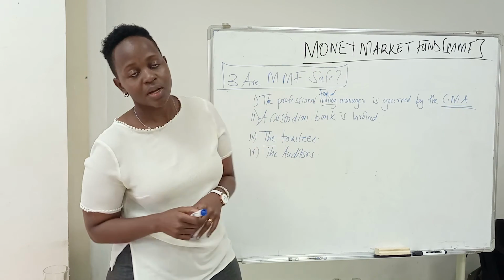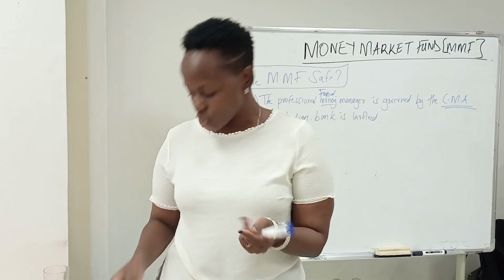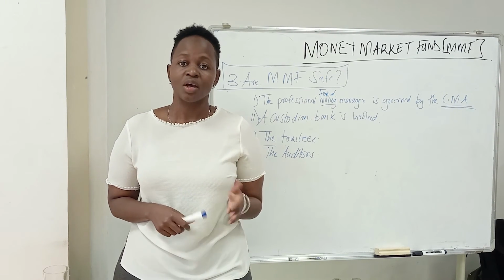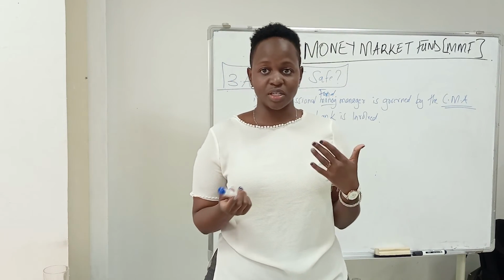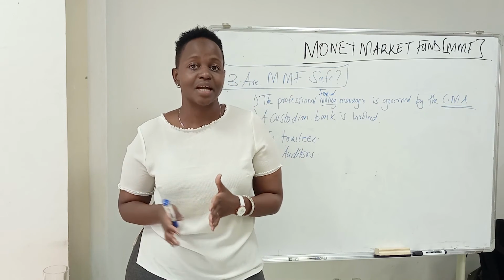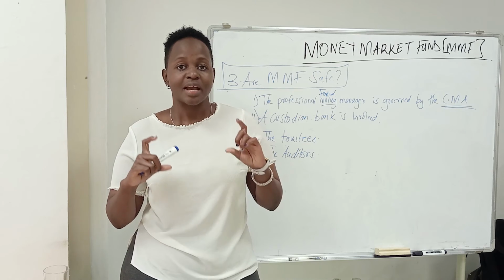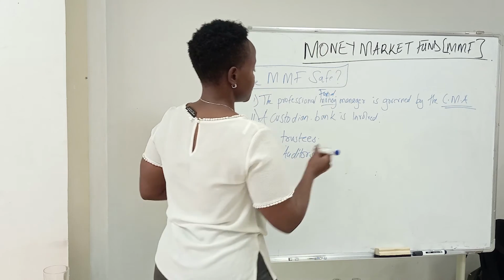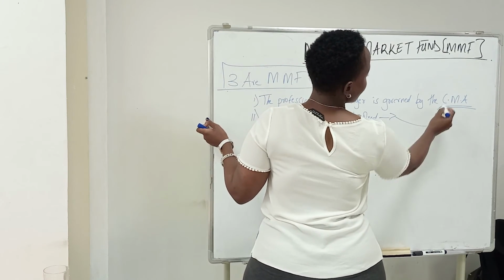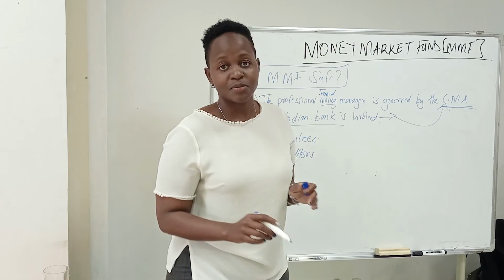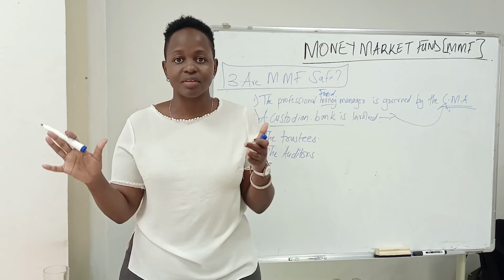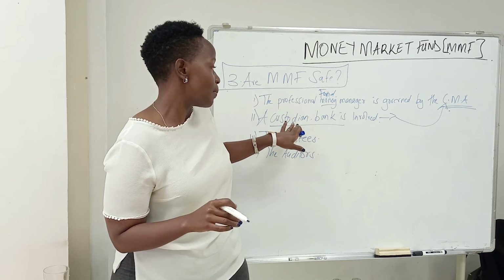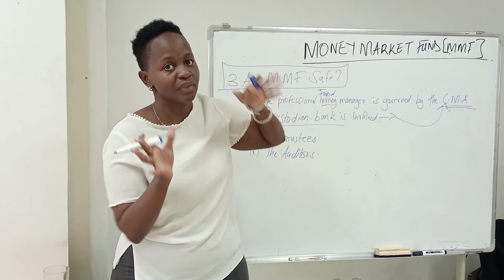The second one is that a custodian bank is involved. A custodian bank's role is basically to hold money for investment, and also to release money when you ask for withdrawal. Your money doesn't come from the investor, it comes from the custodian bank. And every custodian bank must be approved by the CMA. It must go through the vetting process, and everything must be done by the CMA for it to be regarded as a custodian bank for the money market fund.